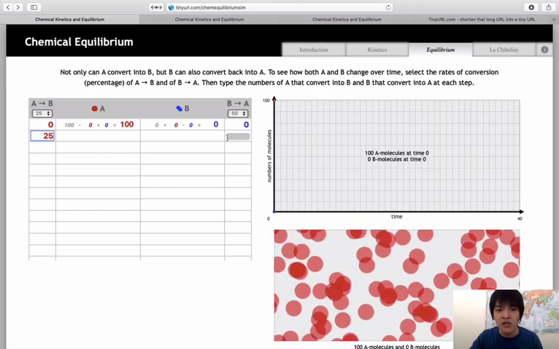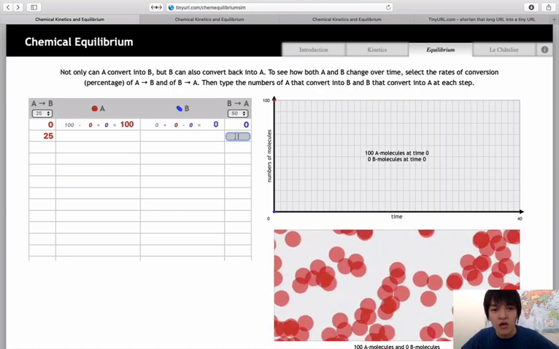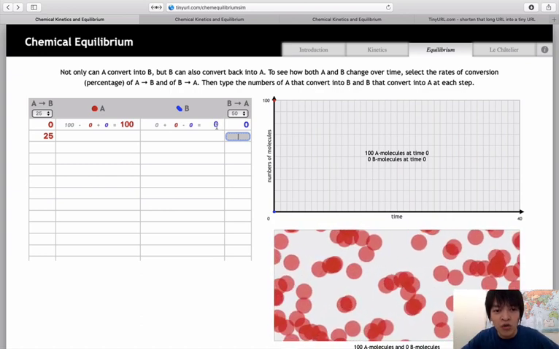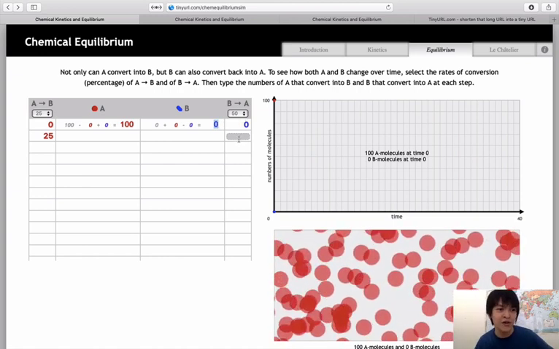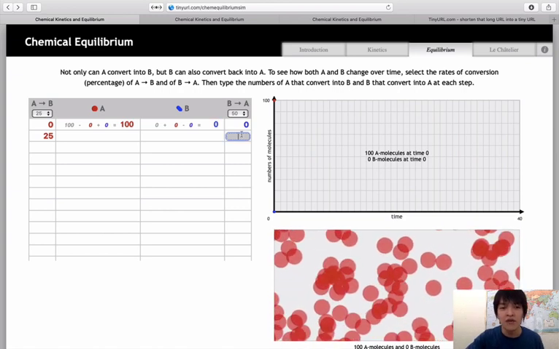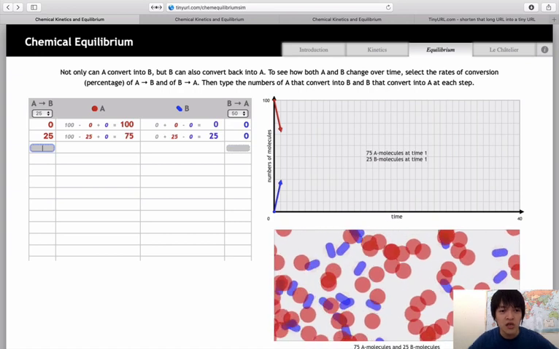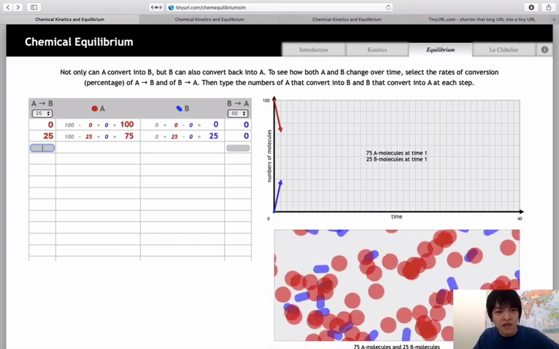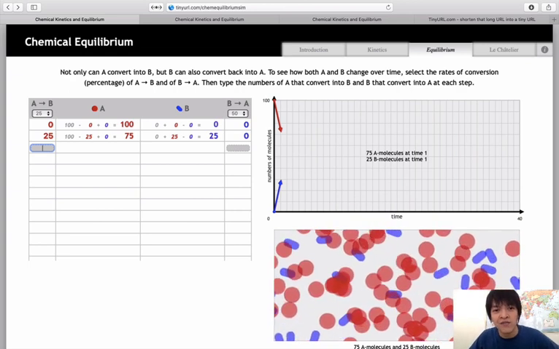Now I have to go ahead and do the reverse conversion. We're starting with 0 molecules of B, and 50% of 0 is going to convert to A. Well, if you don't have any B, you can't convert any of it to A. So 50% of 0 is going to be 0. So after this, we're going to end up with 75 molecules of A and 25 molecules of B.